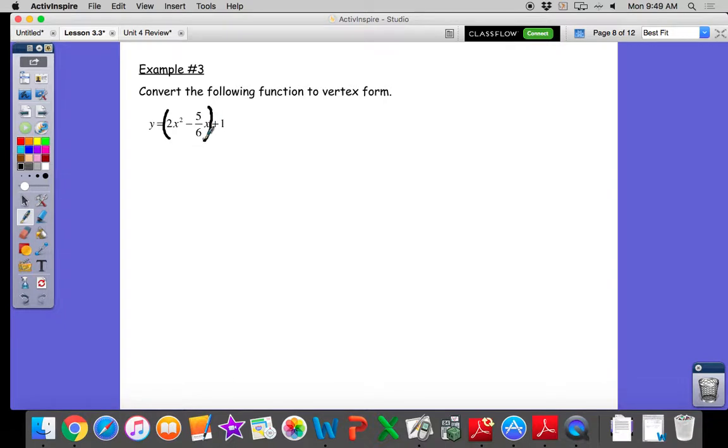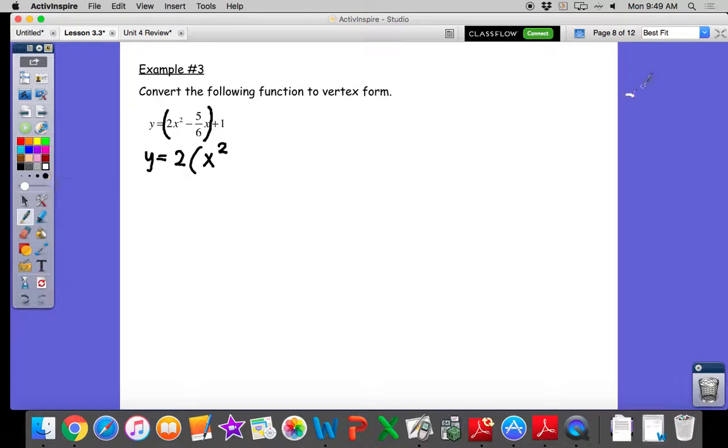Step 2, as we can see, we have a 2 in front of x squared, which we need to factor out from both of these terms. Now with fractions, we're going to have to make sure we actually divide out that 2 from both of these. So y is going to equal 2 in front of your brackets, x squared. And at the side, I'm going to show you how to divide out 2 from negative 5 over 6.